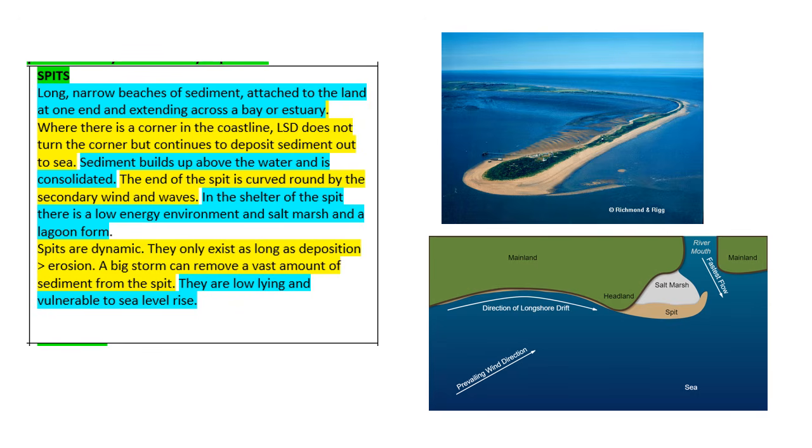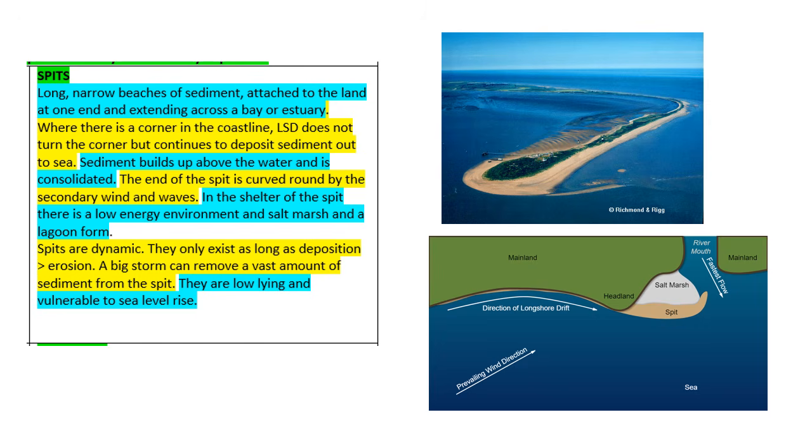Then we've got our spits. So spits are long, narrow beaches of sediment that are attached to the land at one end and extend out across a bay or an estuary. So these occur when there is a corner in the coastline. Longshore drift does not turn the corner, but continues to deposit sediment out to sea, where that sediment builds up above the level of water and becomes consolidated land.